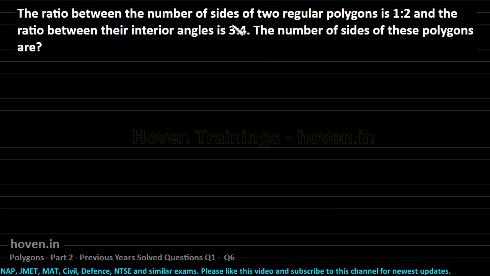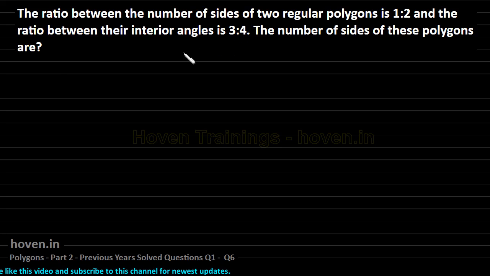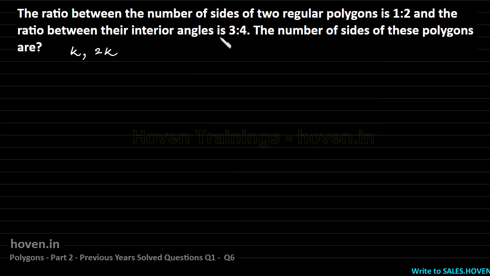The ratio between the number of sides of two regular polygons is 1:2, and the ratio between their interior angles is 3:4. Let us suppose the number of sides of these polygons has to be determined. Let us suppose these sides are k and 2k. The ratio between their interior angles is 3:4. Let us form that ratio.